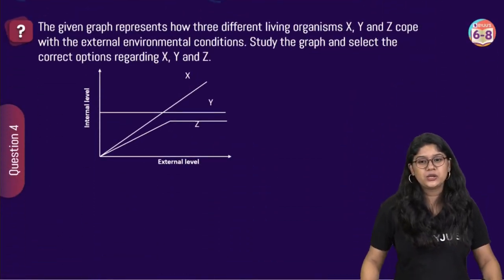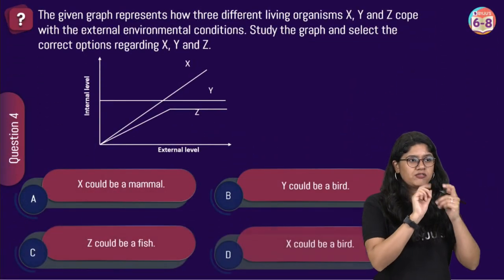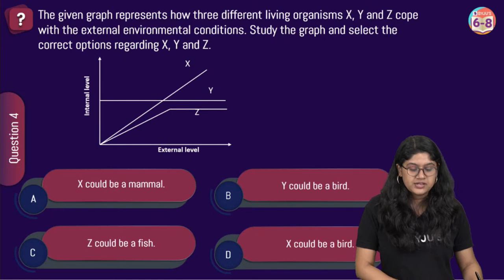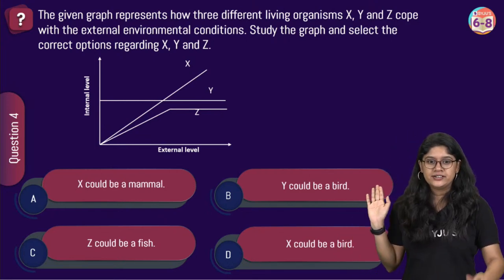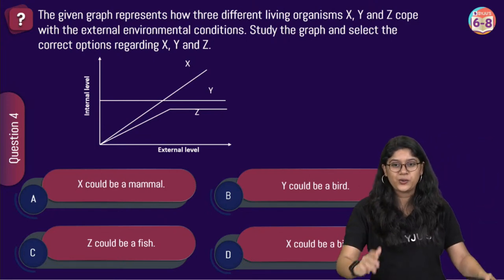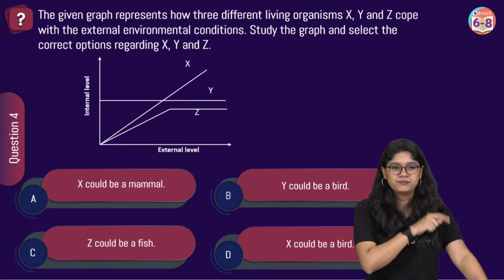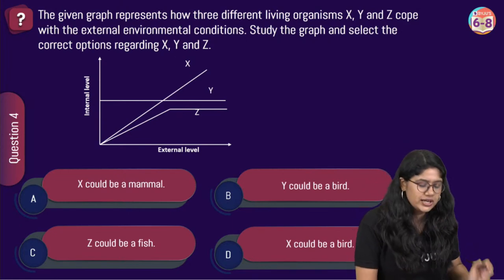Let's go ahead to the question number 4. We can wait for polls, sir. 1 minute, then we'll have the polls. See, over here we have the question. We have some graph for a question. Let's see if we can make it easy.